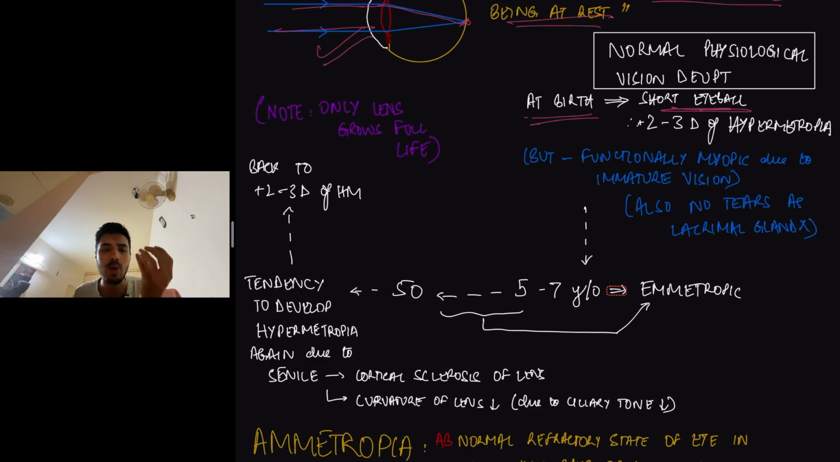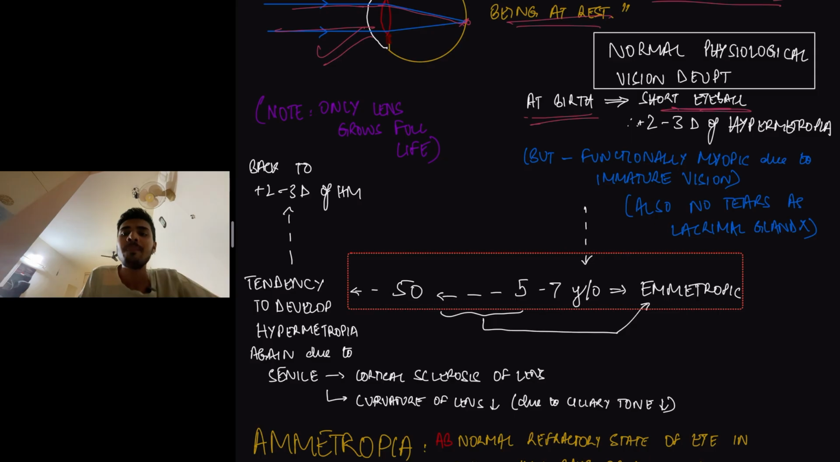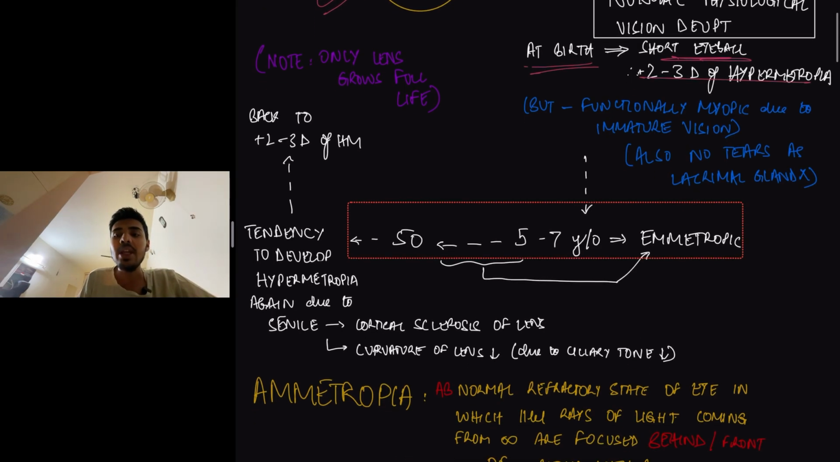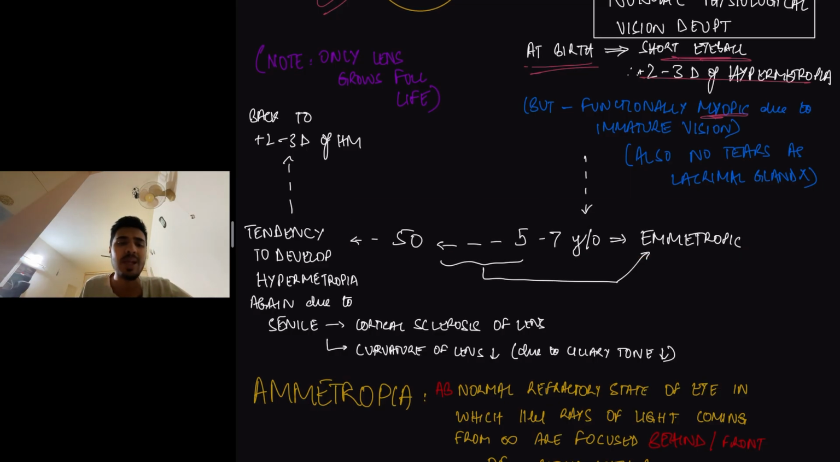Obviously, at birth, the eyeball is very short, right? So the light rays are being focused behind the retina. So at birth, there is 2 to 3 diopters of hypermetropia. But functionally, the baby is still myopic. Why? Because the vision is still immature. Babies are able to see only what's very close to them, the newborn baby. So functionally they are myopic, but optically they are hypermetropic, 2 to 3 diopters of hypermetropia, because of a very short eyeball. And also they have no lacrimal glands. The lacrimal glands in newborn babies are not well developed. So there are no tears.